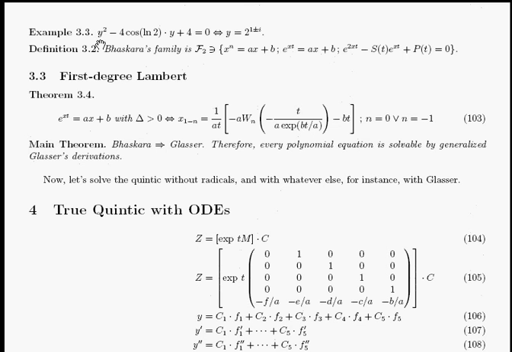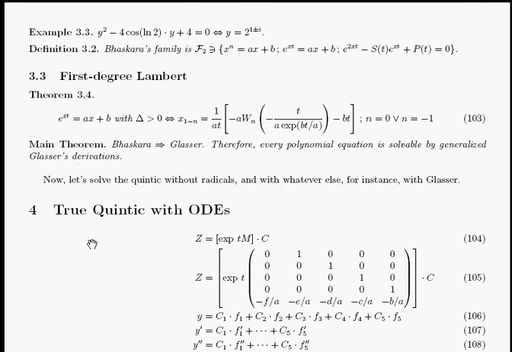Example. y squared minus 4 cosine of ln 2 times y plus 4 equals 0 if and only if y is 2 powered to 1 plus or minus i. So Bhaskara's family is x n equals ax plus b, exponential of xt equals ax plus b, and y squared minus s of t y plus p of t equals 0, where y is the exponential of xt.